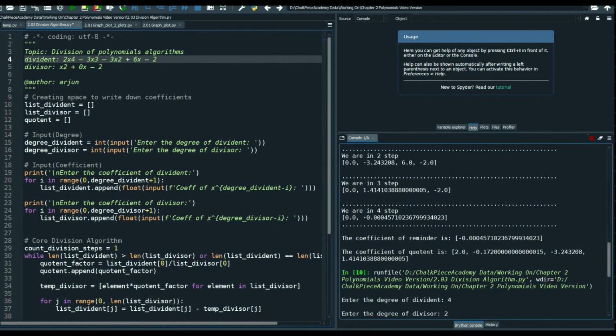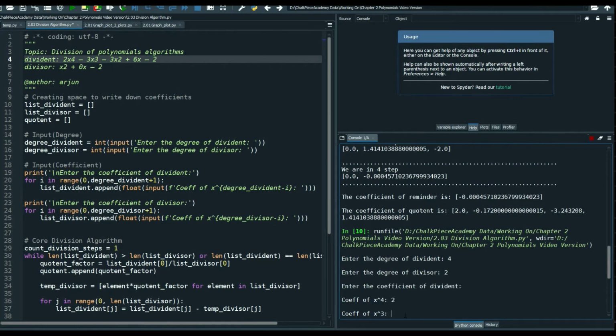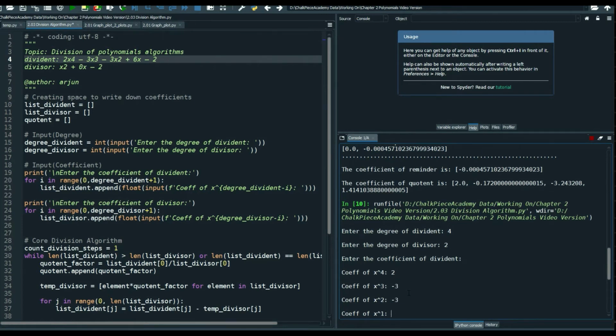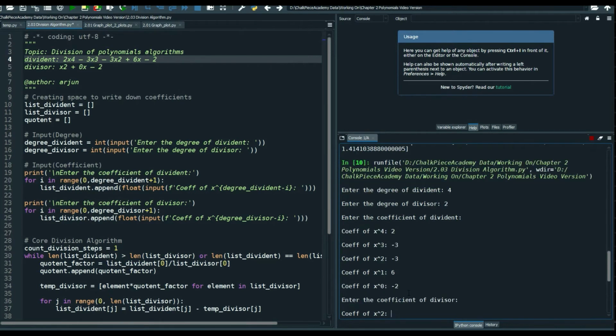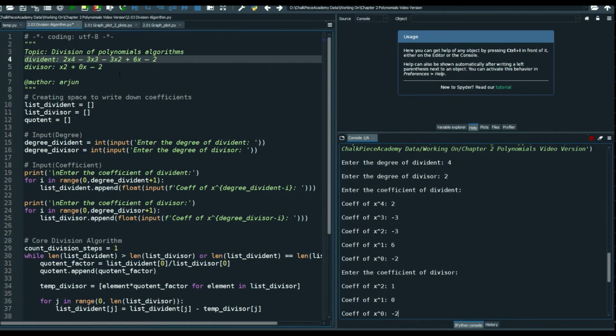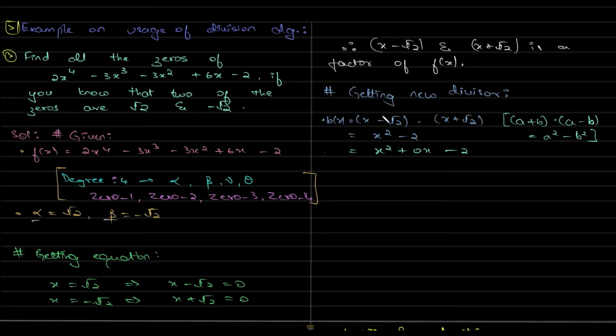Right, this is what we are trying to do. Now the coefficient of x to the power of 4 is 2. Then we have minus 3, 6 and minus 2, and x square over here is 1, 0, minus 2. You can see clearly the remainder is 0, while the quotient we have to find. So this is your new divisor, which gives a remainder of 0.